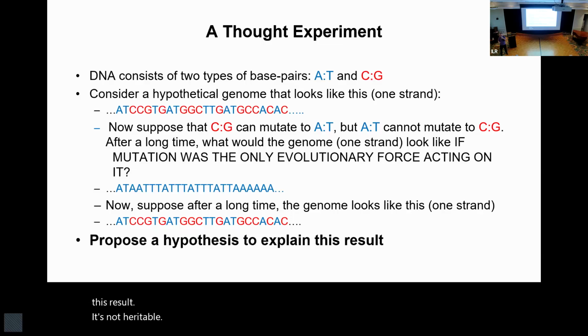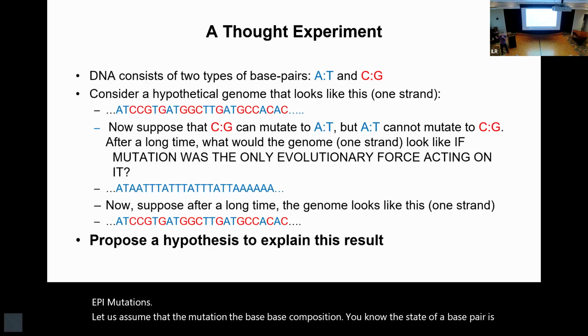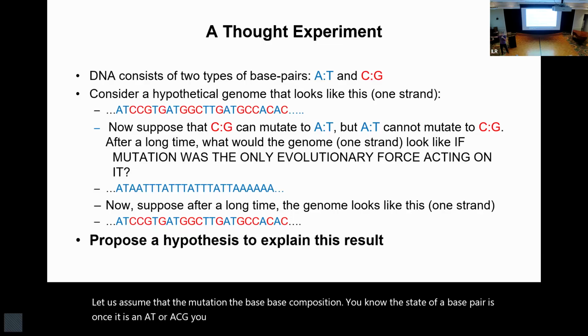That's an interesting possibility, although I'm assuming that the DNA, that epimutations. Let us assume that the base composition, the state of a base pair, once it is an AT or a CG, is inherited by the next generation unless it mutates. Do I hear it? Yes, ma'am.